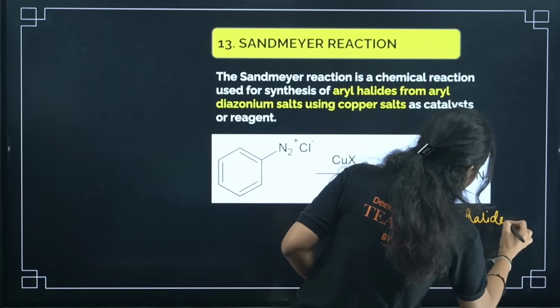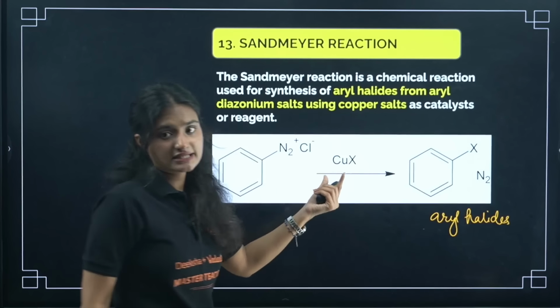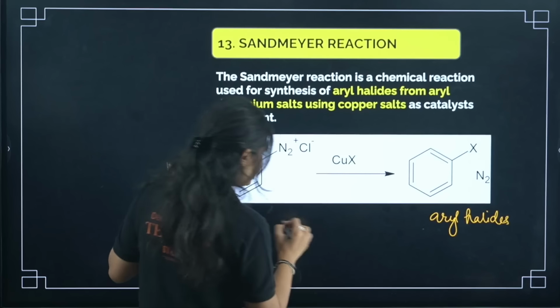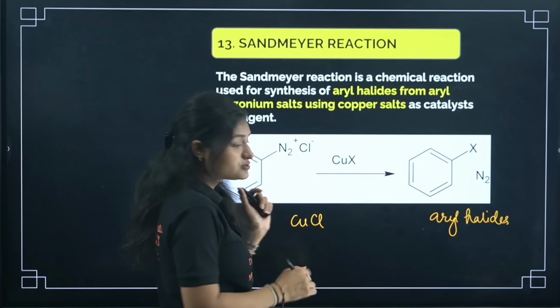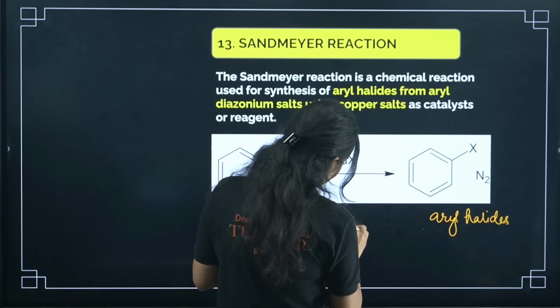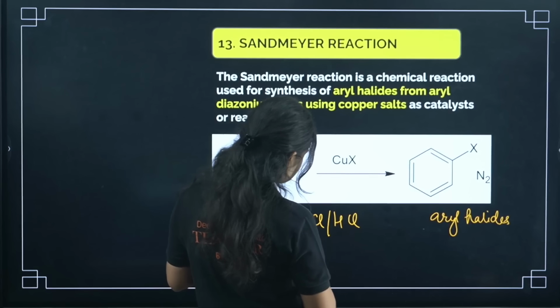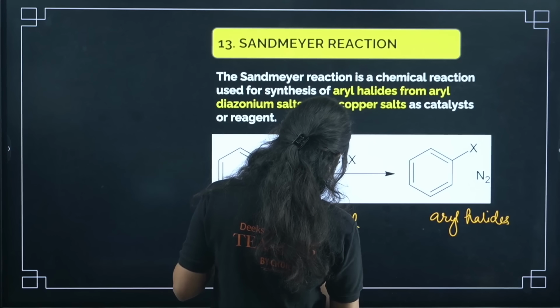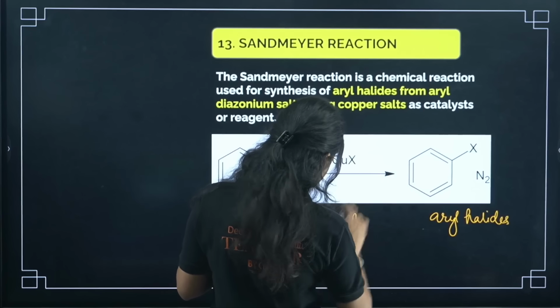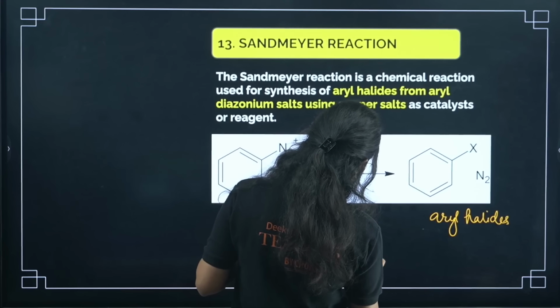So in the reagent that we used. Okay, so in this case the reagent we use is copper salt. Any copper salt. Let's say if I want to synthesize chlorobenzene, what I'll use? Copper chloride, CuCl2, in presence of HCl. If I want to synthesize bromobenzene, I'll use copper bromide in presence of HBr.